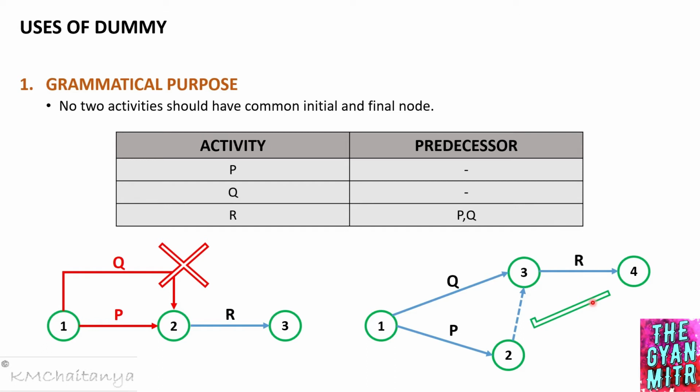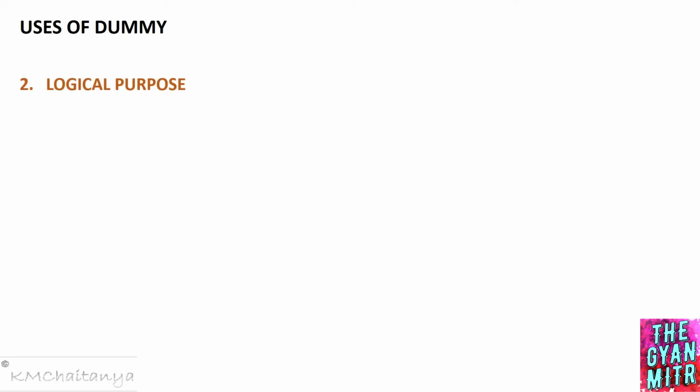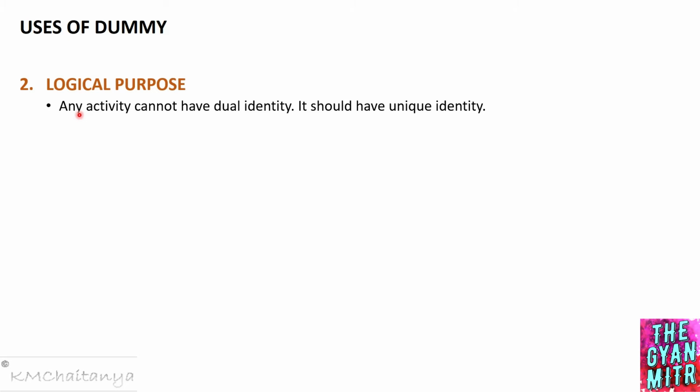Now let's look into the second purpose of using a dummy. The second use is for the logical purpose. So what exactly is this logical purpose? Any activity cannot have dual identity in a network diagram, or in other words, it should have a unique identity. So what exactly does this statement indicate? In a network diagram, we cannot have two activities with the same name.